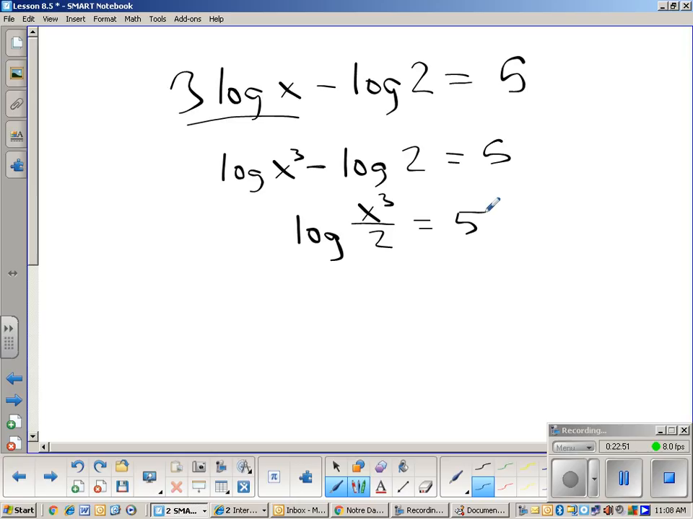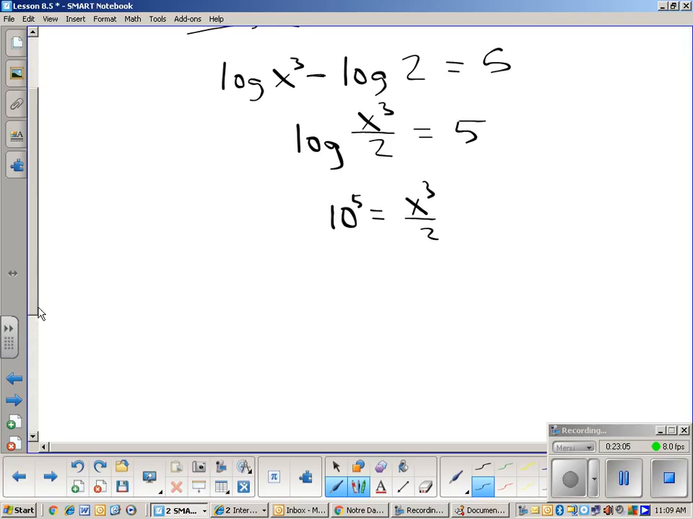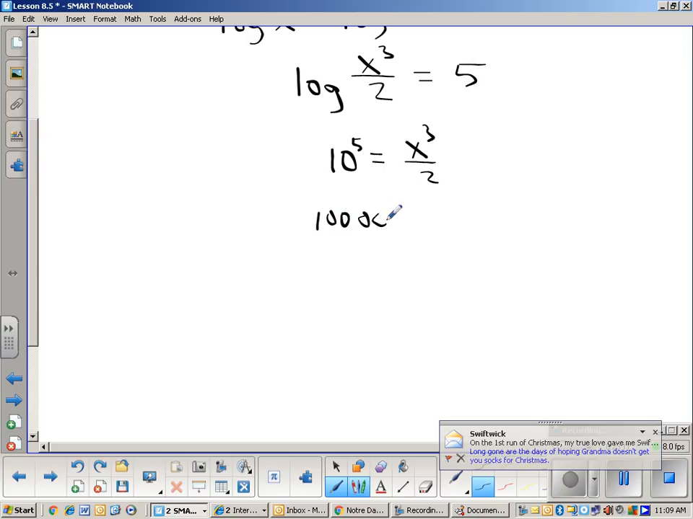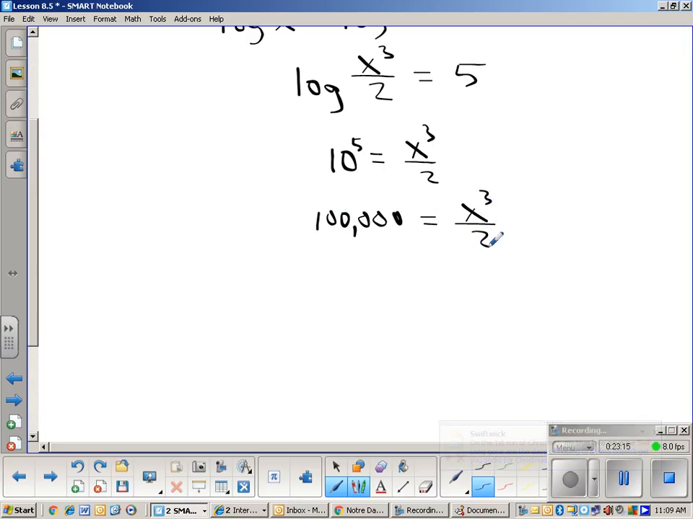What's the base on this log? 10. So now it's just like that last problem. So 10 to the 5th equals x cubed over 2. 10 to the 5th is what number? 100,000. Then what do I do to get rid of the 2? Multiply by 2, so I get 200,000.